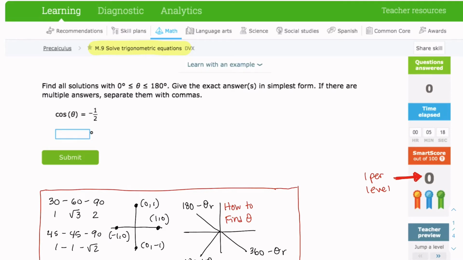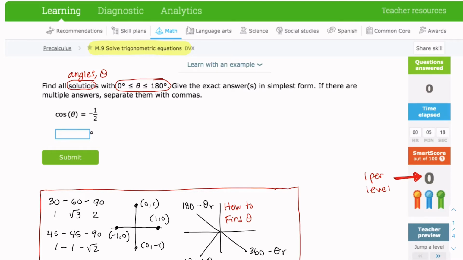The question says find all solutions, and in this case our solutions are going to be angles. We're solving for theta, between 0 and 180 degrees. Give your answers in simplest form, and then separate them with commas.